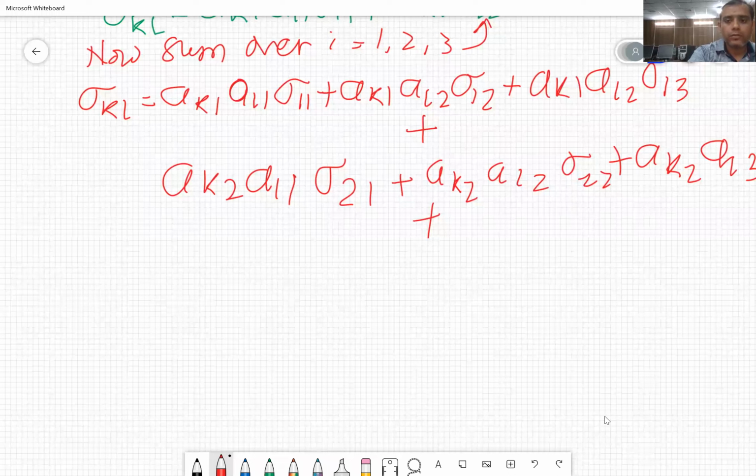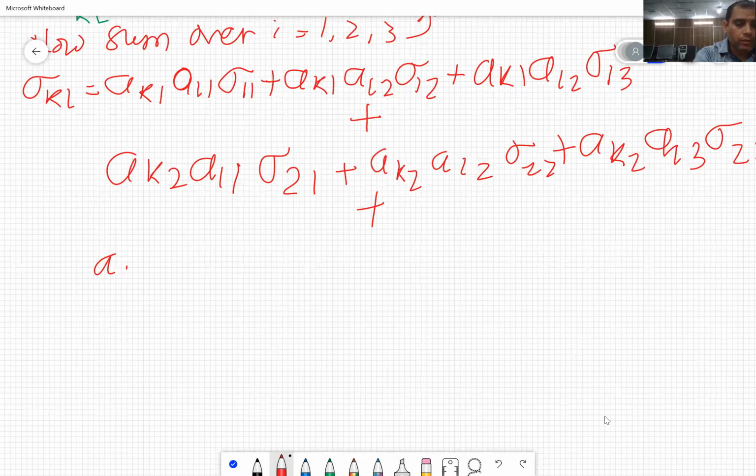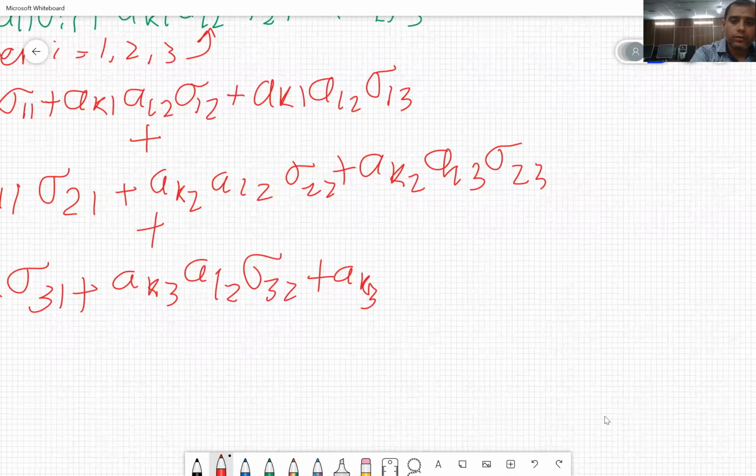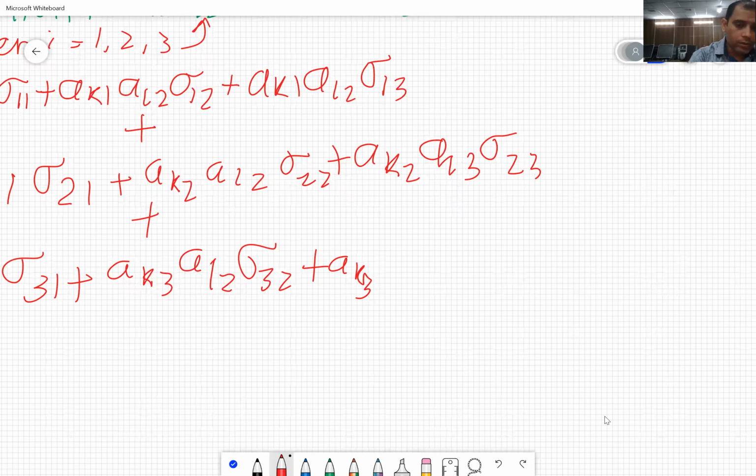In the same manner, we are writing this equation. A K3, A L1 sigma 3 1 plus A K3, A L2 sigma 3 2 plus A K3, A L3 sigma 3 3.